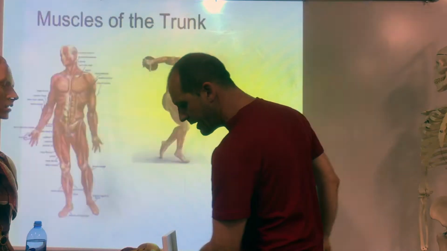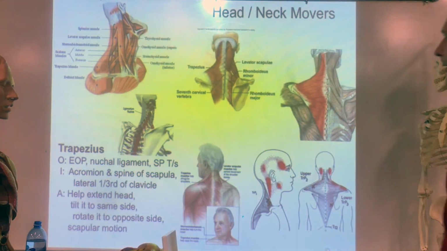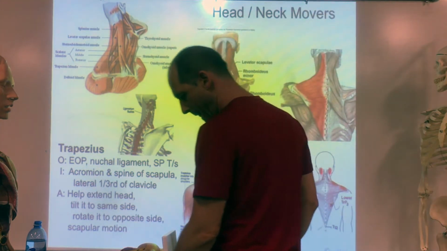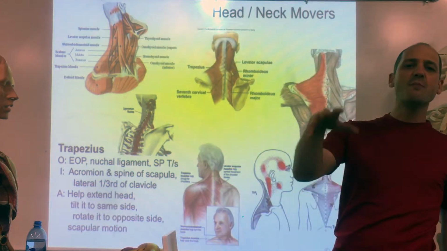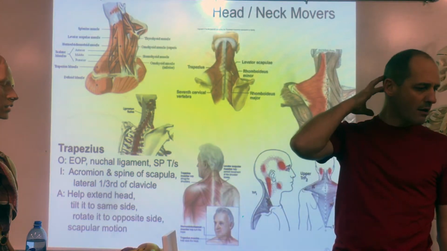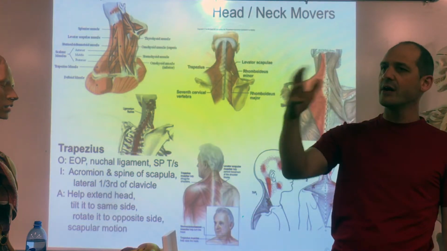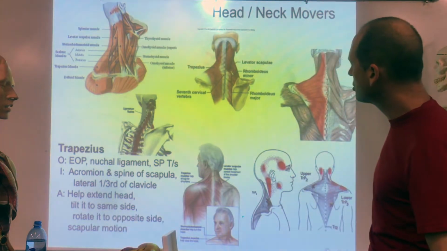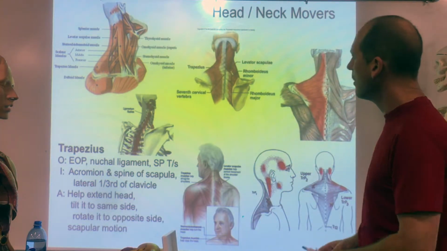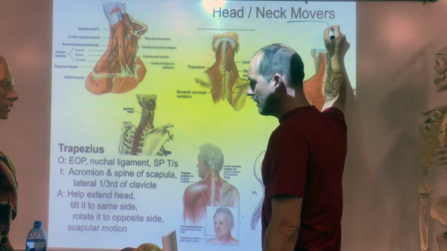So when we look at the trunk muscles, we group the muscles in areas and in motions and sort of what works together a little bit. So we'll start with the superficial muscles that move the head and the neck around.